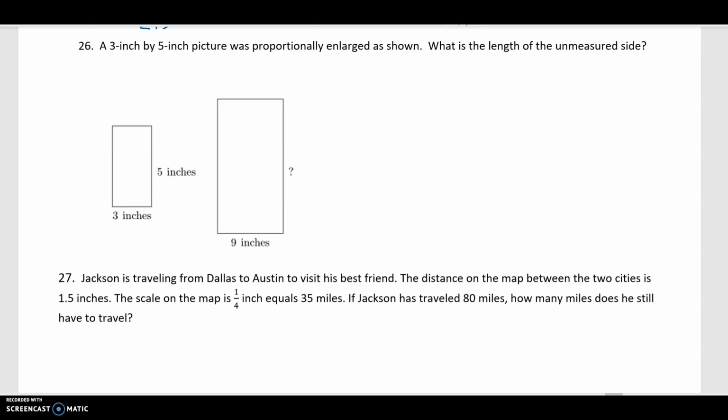Number 26, a 3-inch by 5-inch picture was proportionately enlarged as shown. What is the length of the unmeasured side? Okay, so it's proportionately, right? So we know we're going to set up a proportion. Enlarged means that it's getting bigger. What is the length of the unmeasured side? All right, so this one's easy peasy. We have short side, long side, short side, long side.